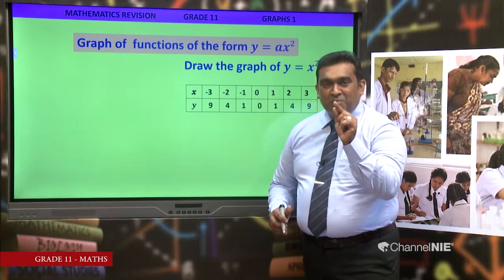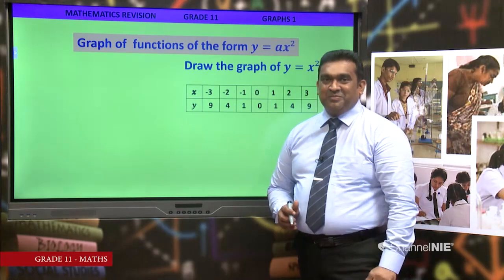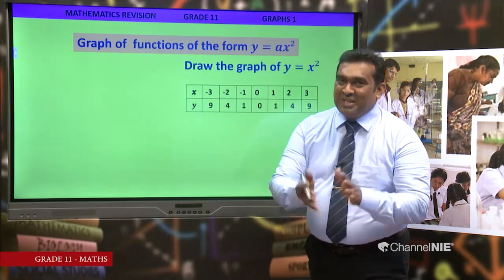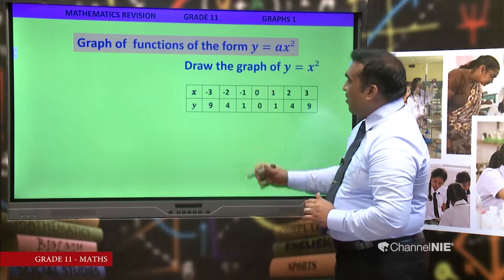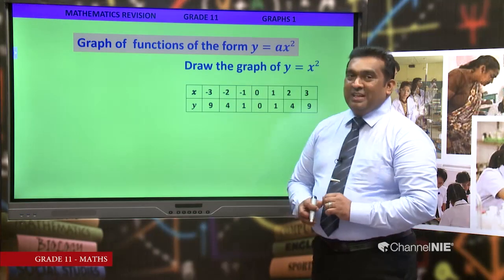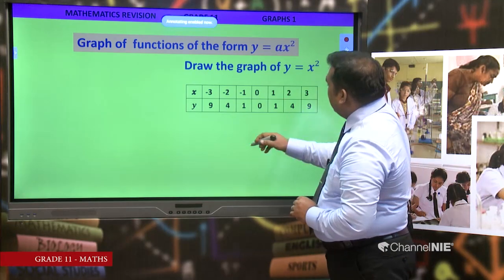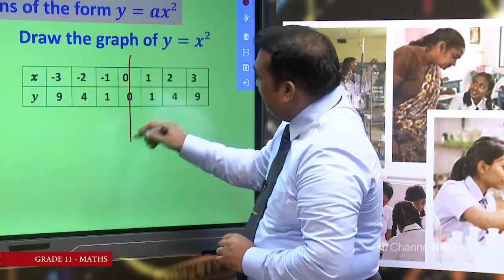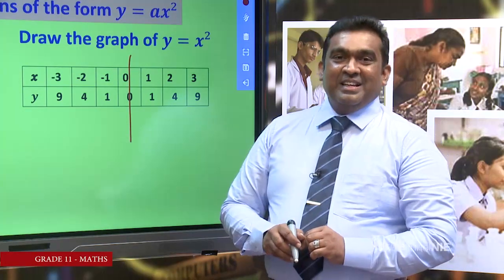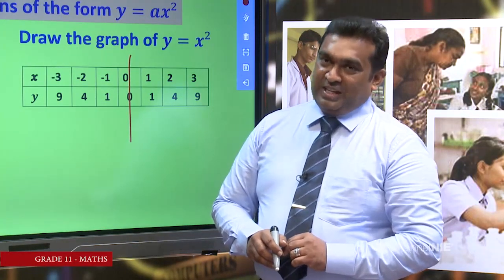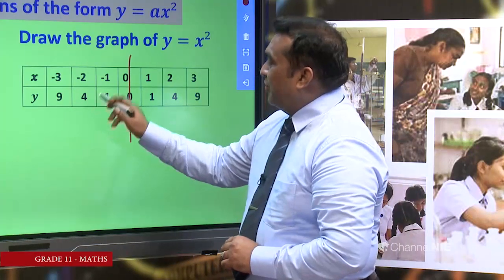There is a special property. Can you see it? Additionally, how many y values are here? 7. If you consider the left hand side of the straight line, 9, 4, 1.